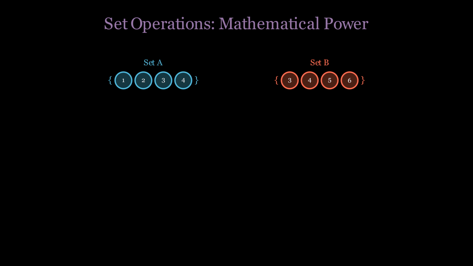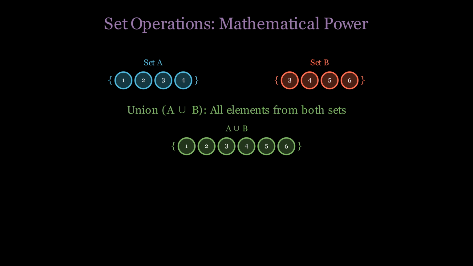Sets shine when performing mathematical operations like union, intersection, and difference. These operations are both intuitive and powerful. Let's work with two sets to demonstrate mathematical operations. Union combines all elements from both sets, removing duplicates. Elements 3 and 4 appear in both sets but only once in the union.